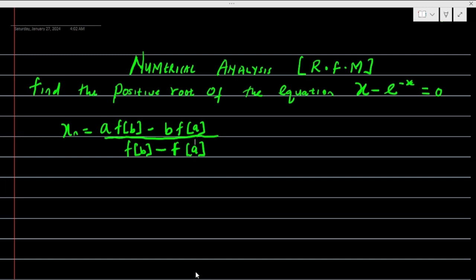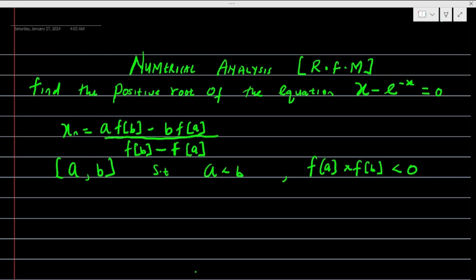It says that we need two numbers, just like bisection. We need two numbers A and B such that A is less than B. Please take note, these are the rules. And the second rule states that our f of A multiplied by f of B must be less than 0. With these two rules, we are good.